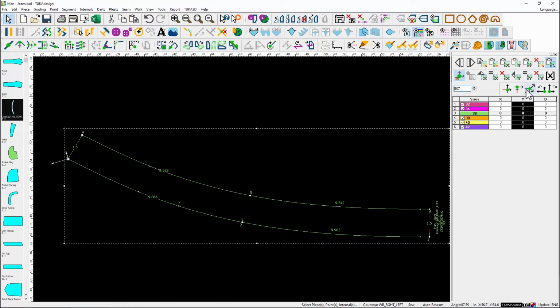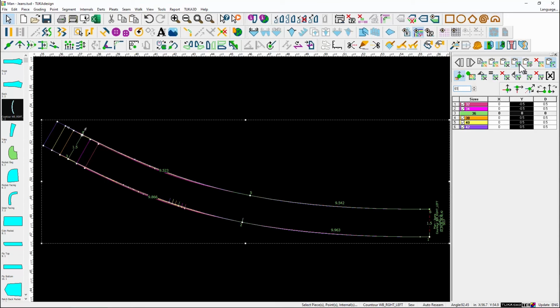For this waistband piece, let's snap the X-axis to the next point, which is a 61-degree angle. Create a half-inch grade in Y, and the grade rule is applied following the shape of the waistband. Copy and paste the Y grading at the same 61-degree angle on the other waistband point. To deactivate the angle grading tools, click Angle Grading again.